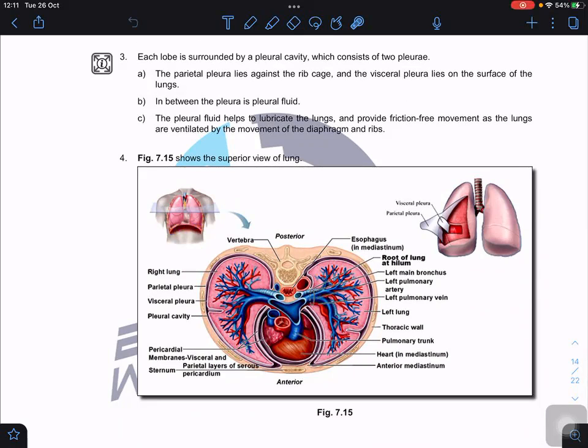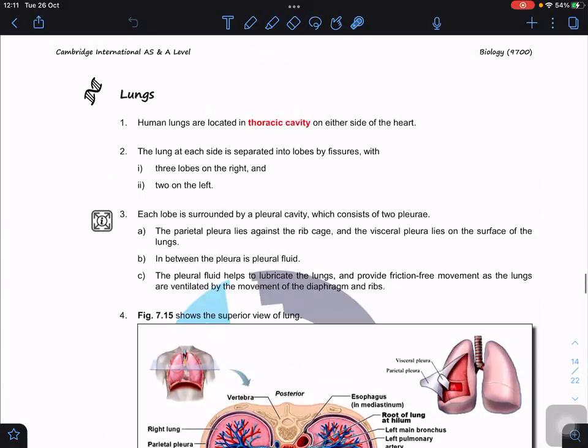Can I see that? Okay, so the lung at each side is not actually one complete lung. But at the right side, can you see that? We have 1, 2, 3. We have 3 lobes of the lung, and each of them is separated by a fissure. The line is called a fissure. So we have 3 lobes on the right and 2 on the left.